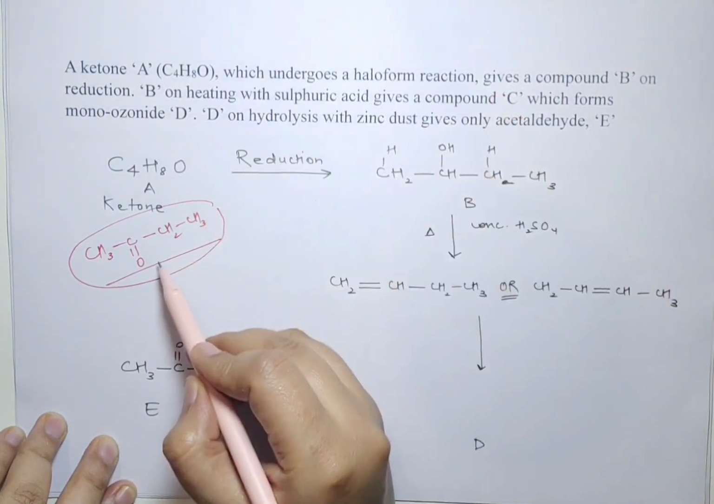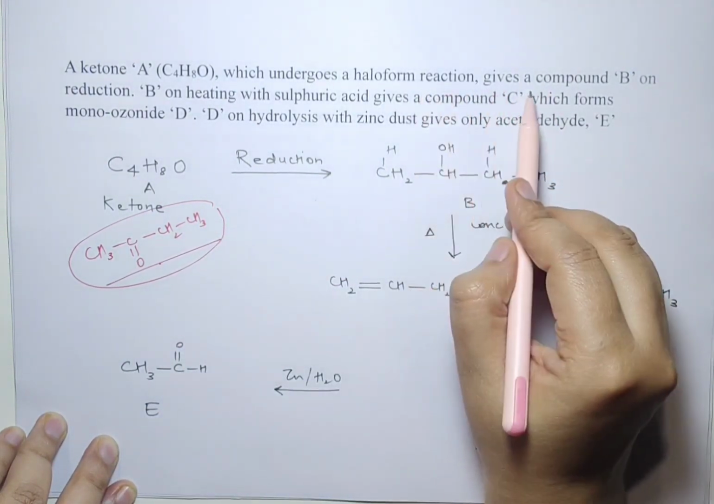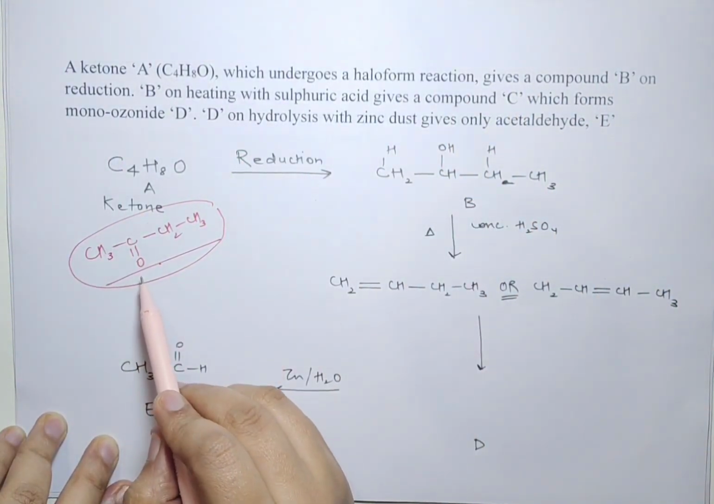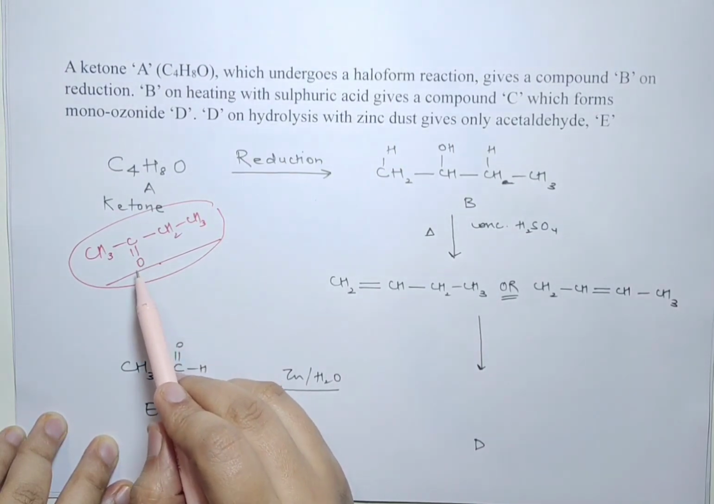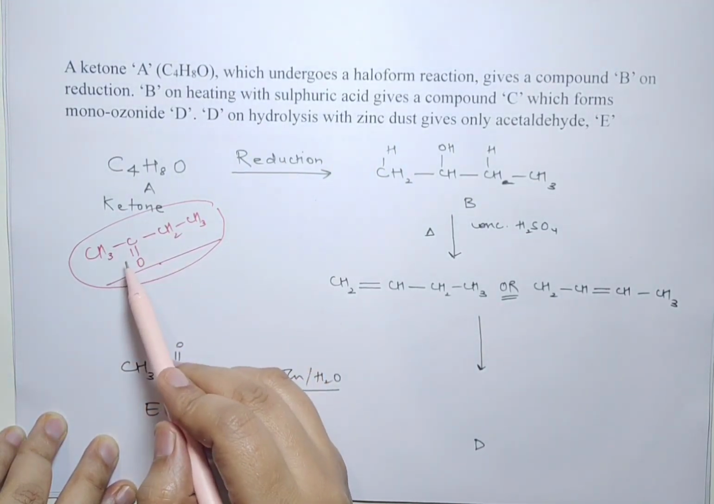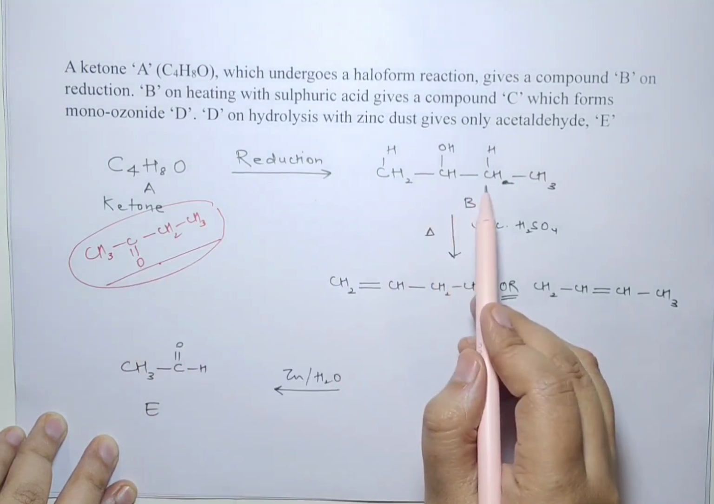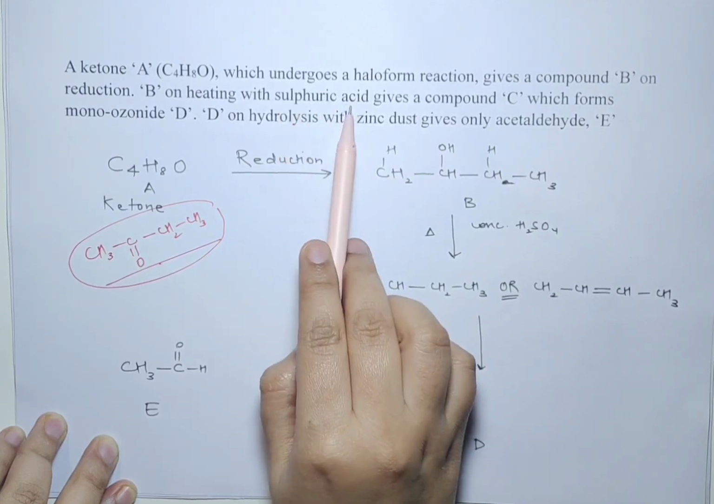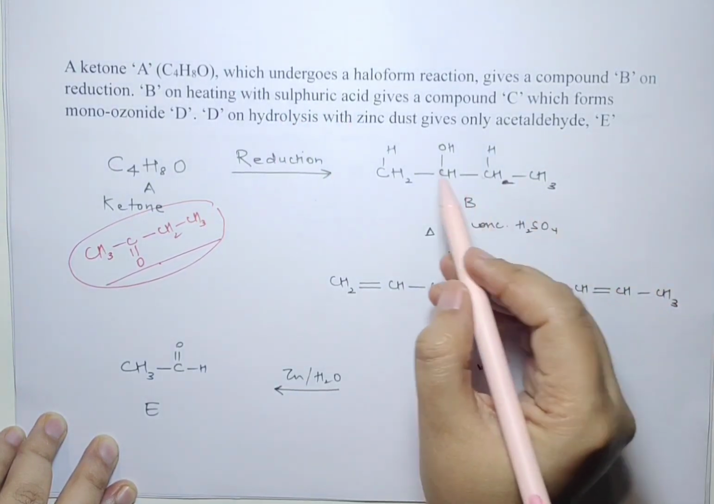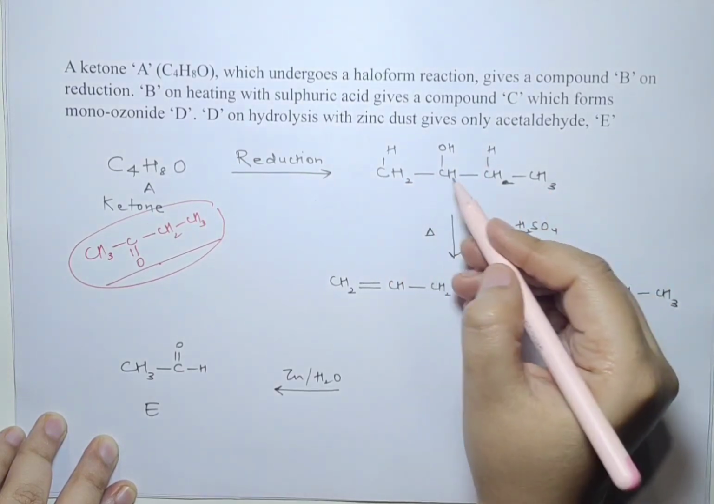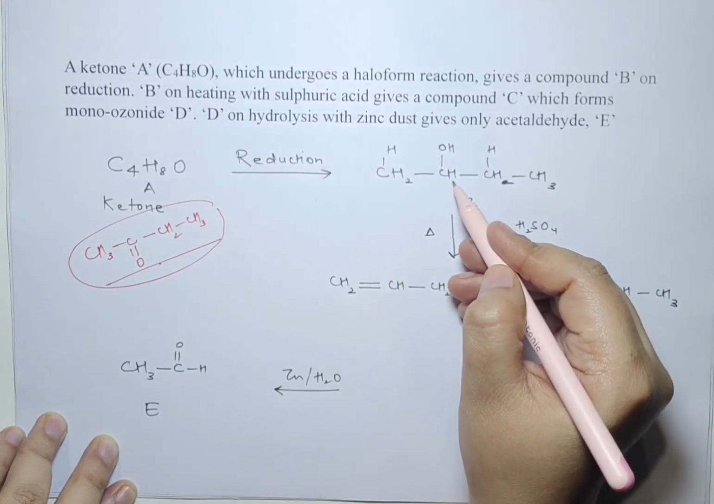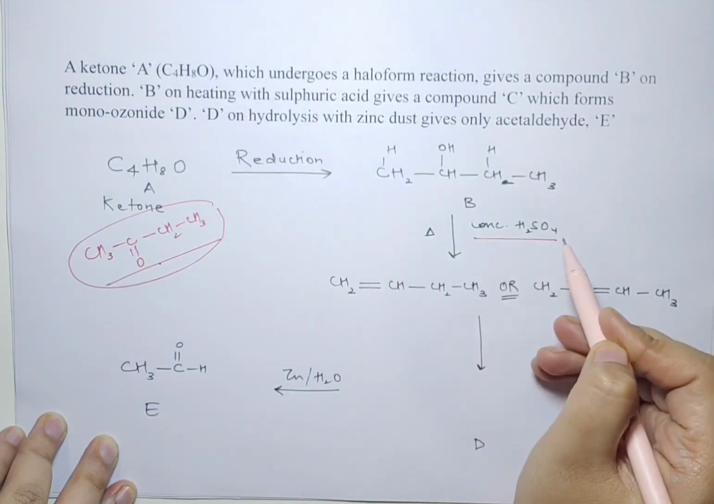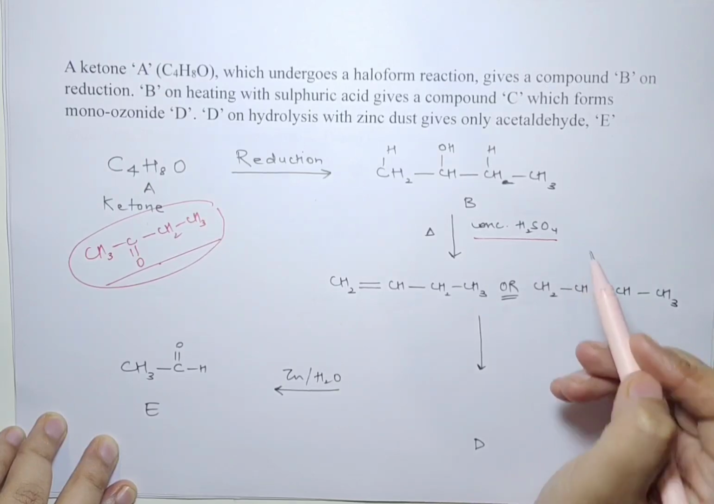Now this ketone upon reduction gives a compound B. So aldehydes and ketones upon reduction give alcohols. Since it's a ketone, it would give a secondary alcohol. So this is a secondary alcohol. In the next step, it undergoes dehydration because of sulfuric acid. So for your convenience, I have written it in this manner. So this is your secondary alcohol, which was formed upon reduction of the ketone. Now, upon dehydration, when you treat it with concentrated sulfuric acid, what will be formed?